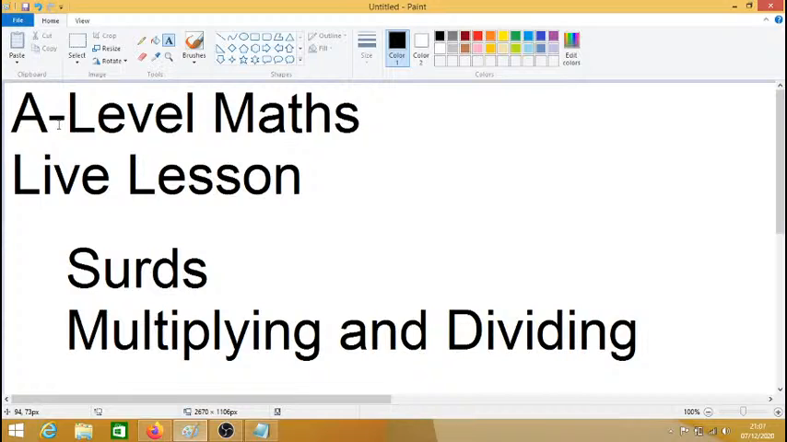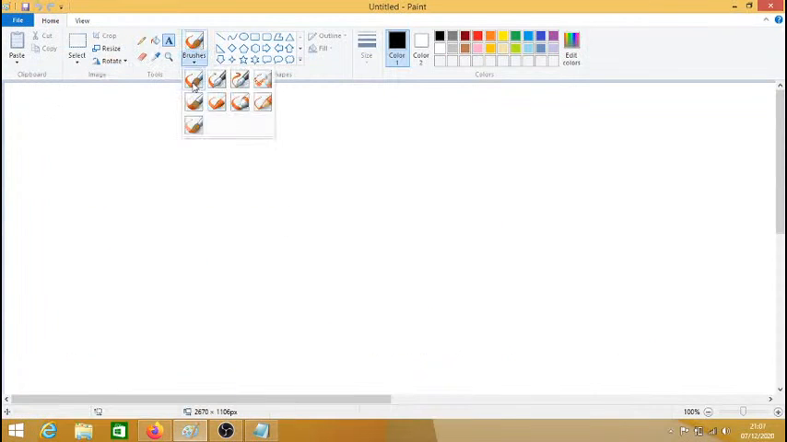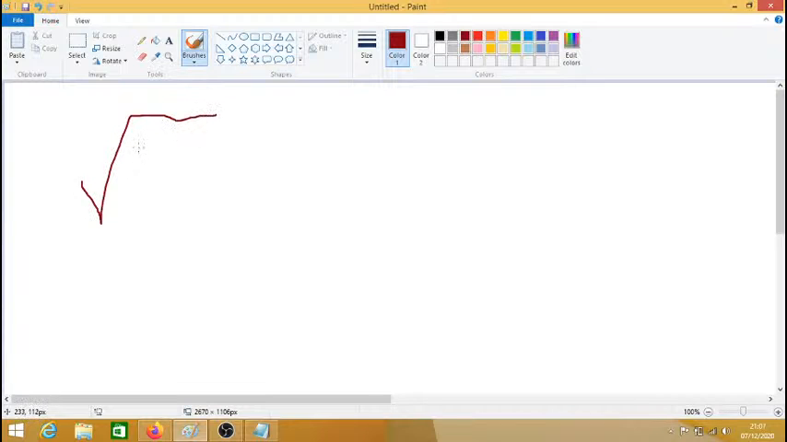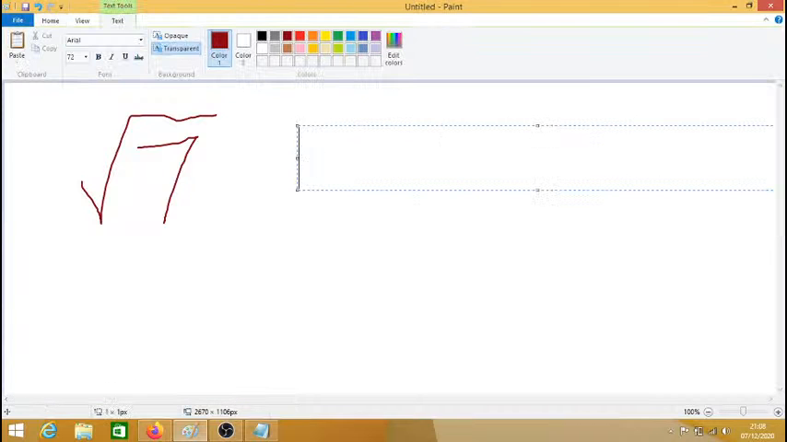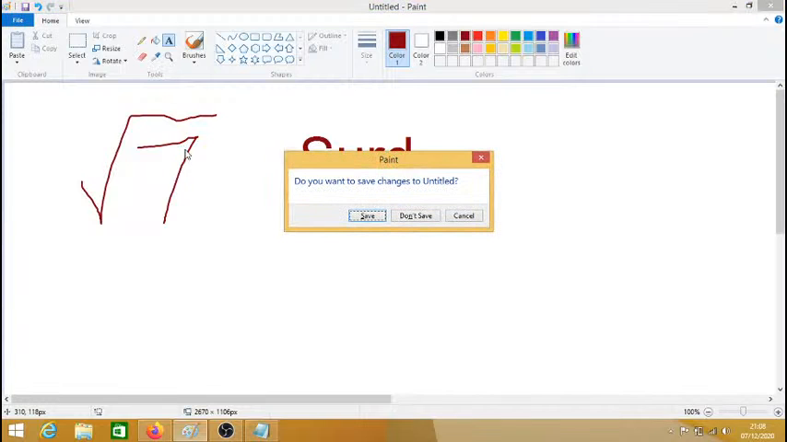Today we're looking at surds, multiplying and dividing. So let's start with an example of what a surd looks like. If you remember the square root sign, within it we have a number that we can't really get the square root of in an easy way. So the square root of 7, for example, would be quite a long decimal number with no real pattern. So this is called a surd. You could think of S as standing for square root. Anything that looks like the square root of a number that isn't easily square rooted is a surd.